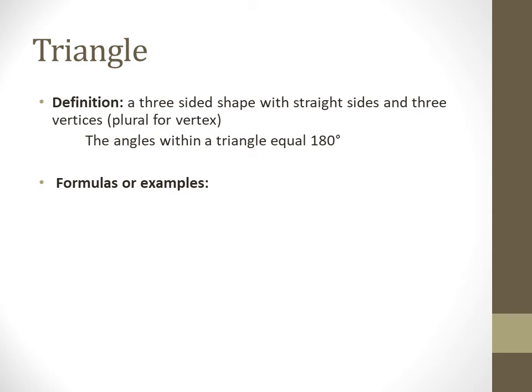A triangle. Okay, a triangle is a 3-sided shape with straight sides and 3 vertices, right? The plural for vertex. Now, the important thing to note is the angles within a triangle equal 180 degrees. Okay, so all the angles inside of a triangle will equal 180 degrees. And this is going to tell us a lot, okay, as we look at some problems this year. Please remember that.